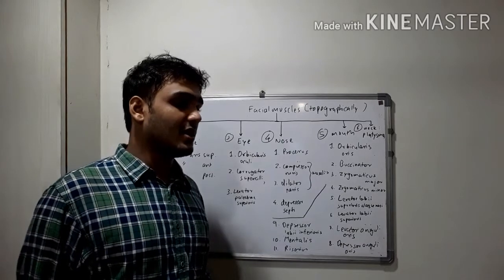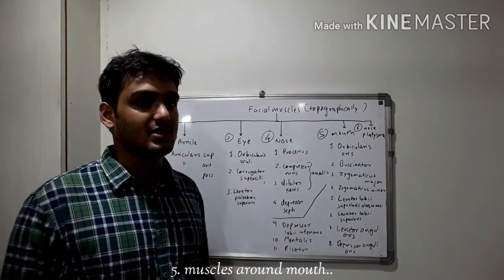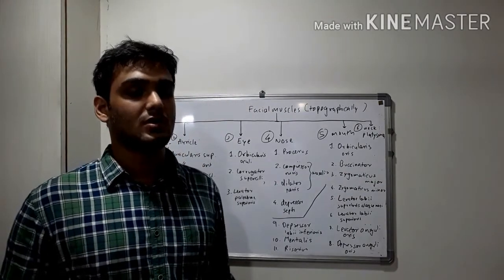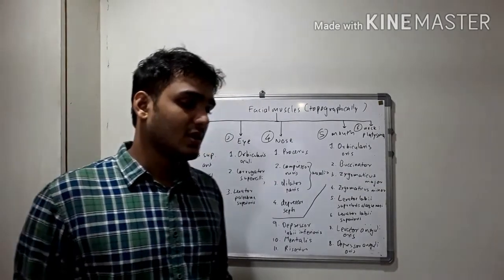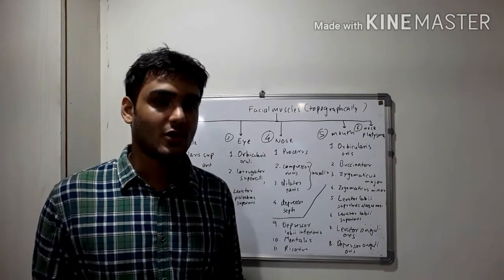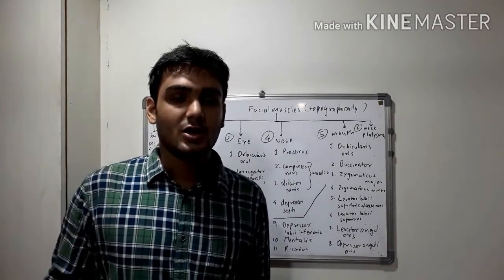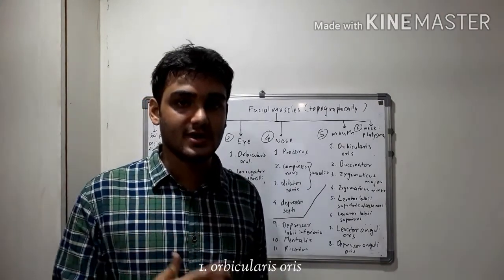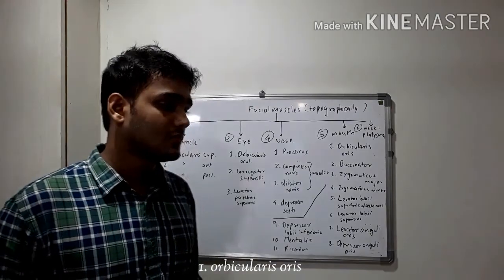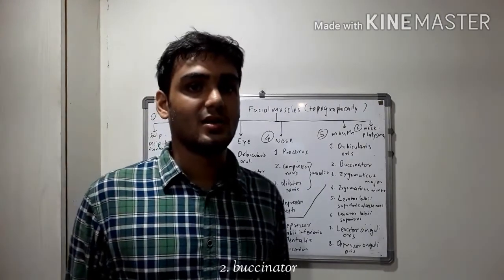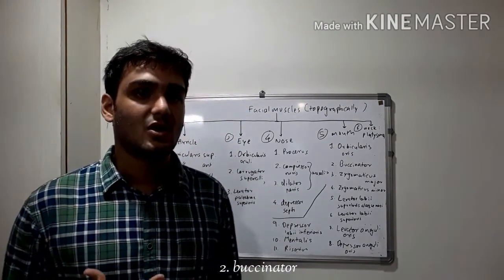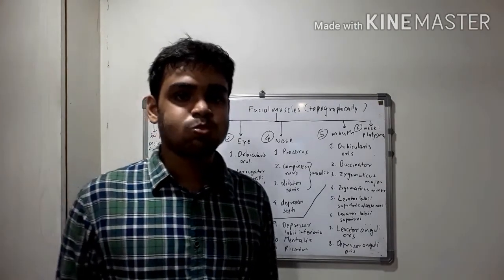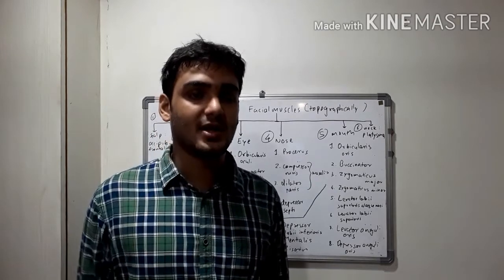Then talking about the muscles around the mouth, here we have plenty of muscles, but you can divide them into certain groups. One is the sphincter of mouth, that is the orbicularis oris muscle. Orbicularis oculi is the sphincter of eye, and orbicularis oris is the sphincter of mouth. Then the buccinator muscle, which is also known as the whistling muscle or the blowing muscle. When you blow or you whistle or you expand your cheeks, that's the buccinator muscle.